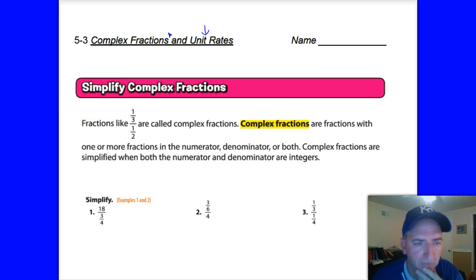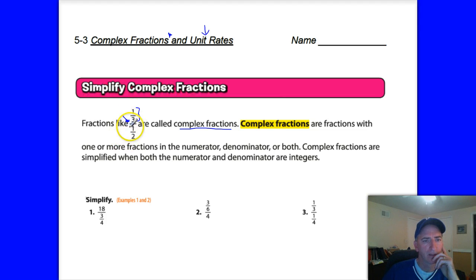Simply put, a complex fraction, in my own words, is a fraction in a fraction. Okay, that's a complex fraction. Here's a crazy example: 1/3 over, now see that fraction bar right there? So the 1/3 is the numerator and the 1/2 is the denominator. That's a complex fraction: a fraction with one or more fractions in the numerator, denominator, or both.